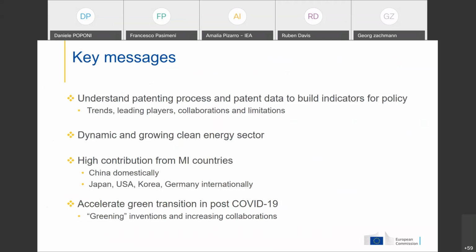And that there is a need to accelerate the green transition in the post-COVID crisis, mostly by greening the inventive activity, and where possible increasing collaboration also with developing and underdeveloped countries to increase technology transfer and diffusion of green technologies.